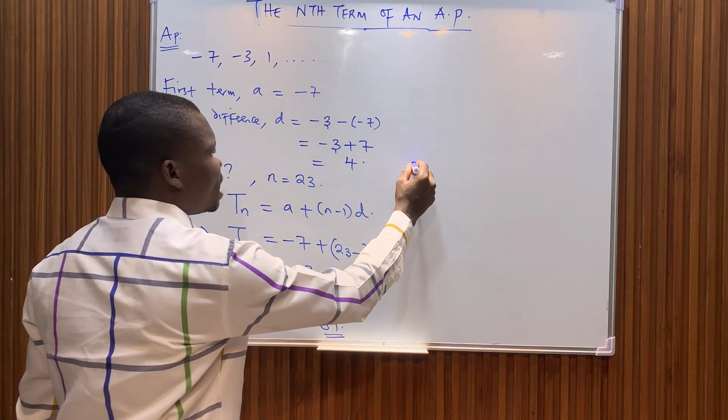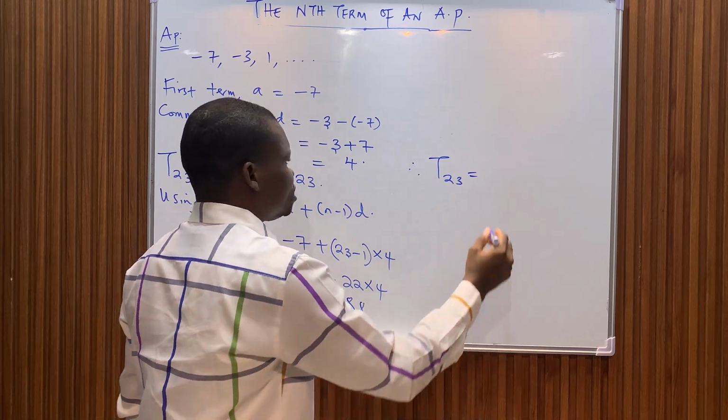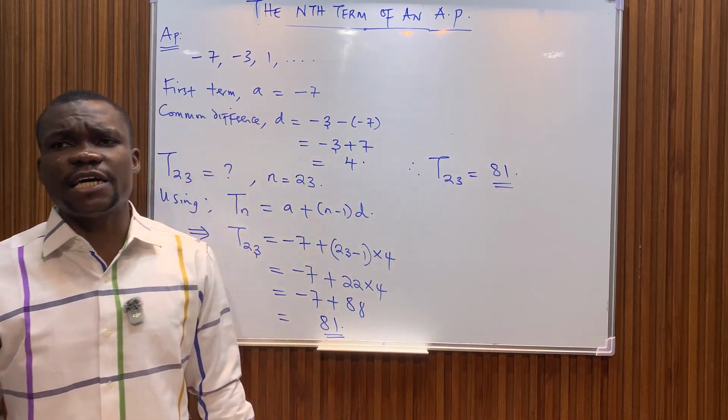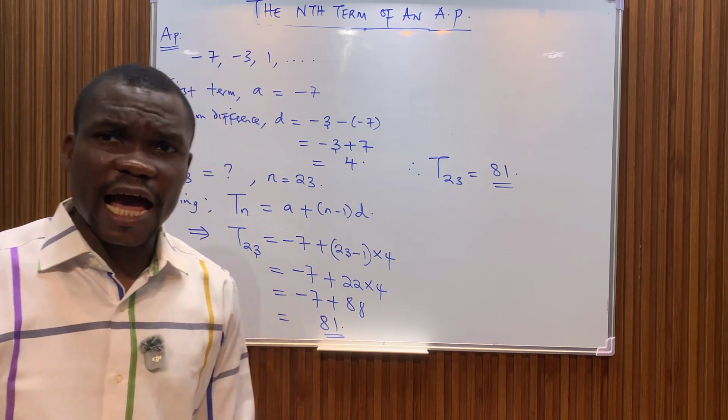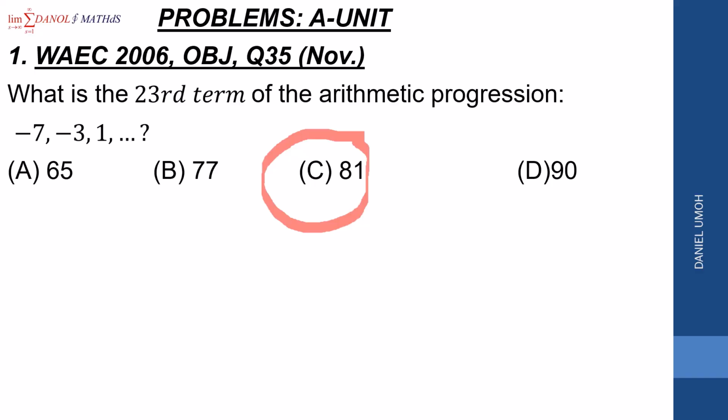So we can conclude that the 23rd term of the arithmetic progression is 81. From the options, you can see that the answer is C. I hope you understand what I just explained. I want you to go over it again and make sure you get it.